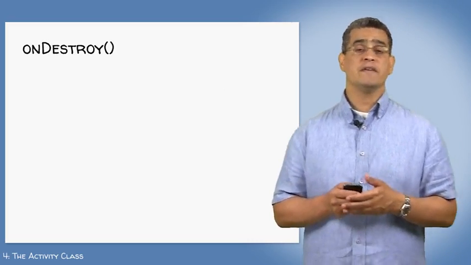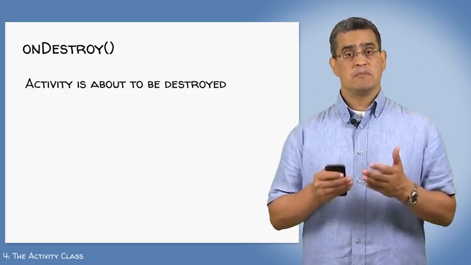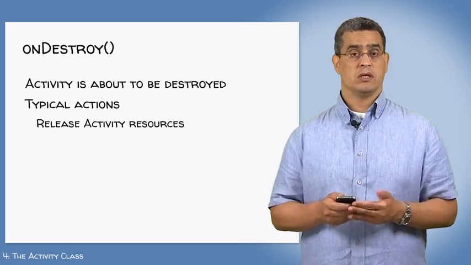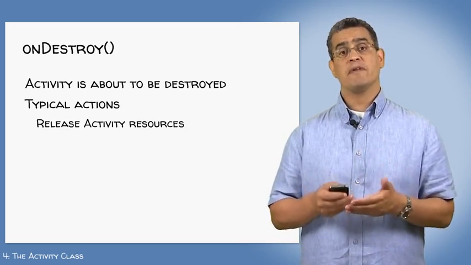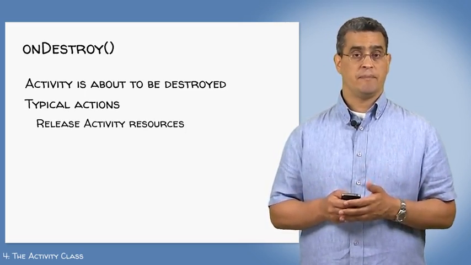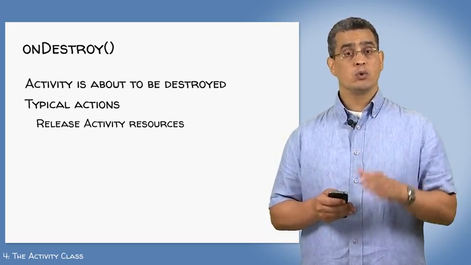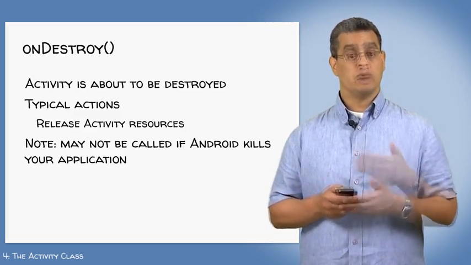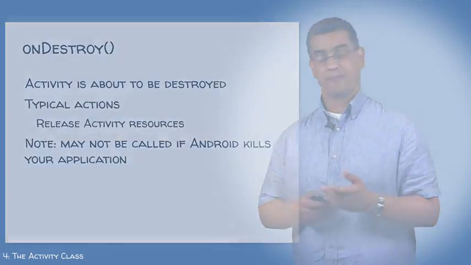onDestroy is called when the activity is about to be destroyed. And some typical actions to do here include releasing activity resources. For example, shutting down private threads that were started by this activity. And again, remember, onDestroy may not be called at all. For example, when Android kills an application due to low memory on the device.